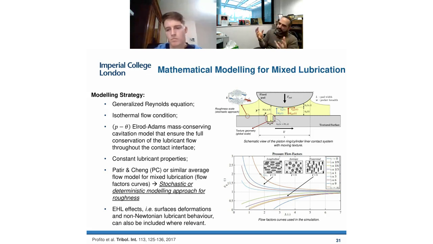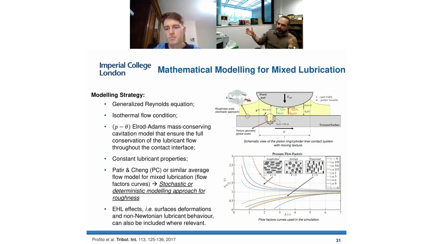You need to look at the real interaction between the solids, the actual shape of the system, the way the texture affects the fluid flow, and the way the roughness also plays a role. Since here we'll be talking about all the regimes from hydrodynamic to boundary, because as you reciprocate your motion, as you stop and start, you have boundary lubrication.